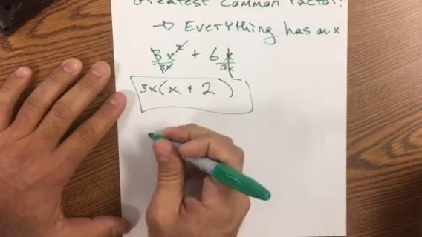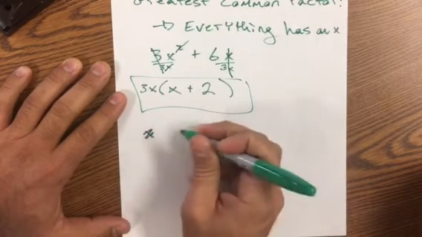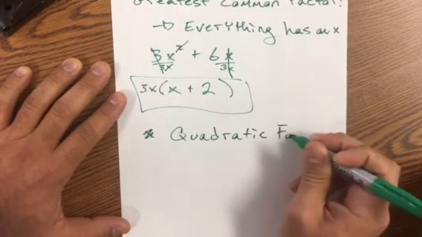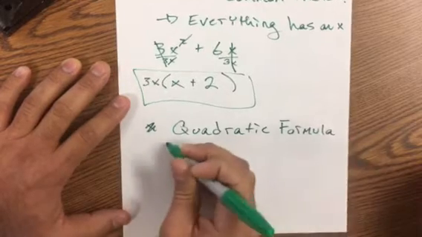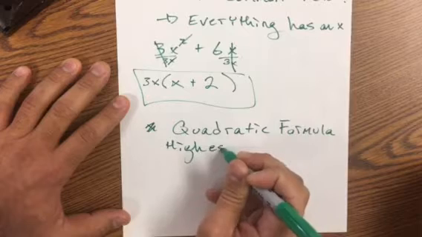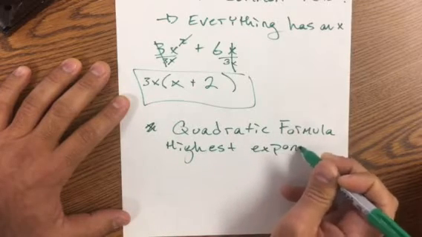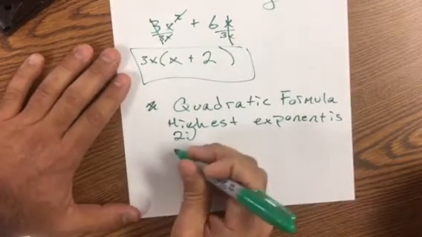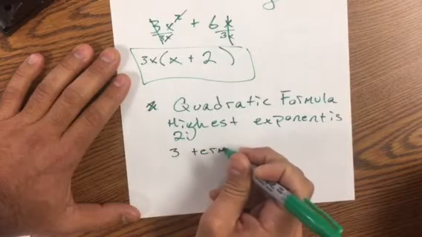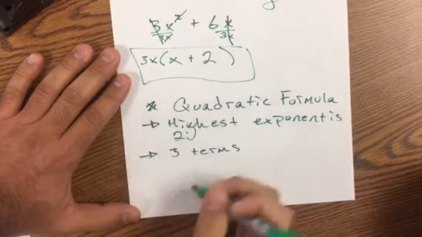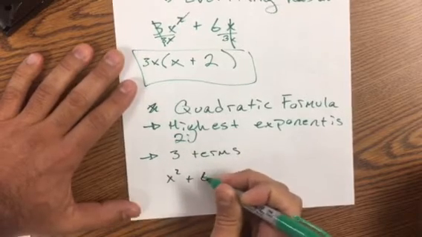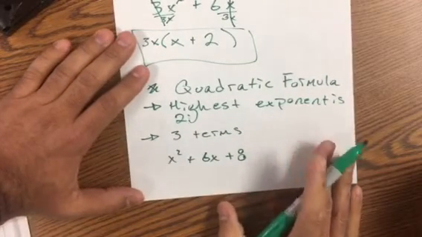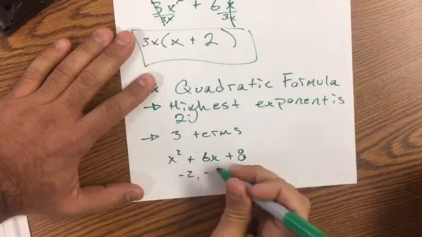Another thing is the quadratic formula. That I'm going to use when my highest exponent is 2. And I'm going to use it usually when there's 3 terms. So that's like if I have this, I can put it into the calculator. Put it into the calculator, it tells me -2 and -4.